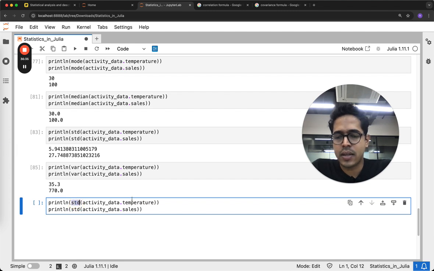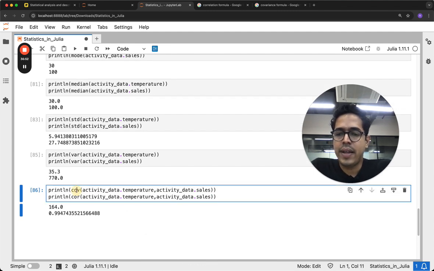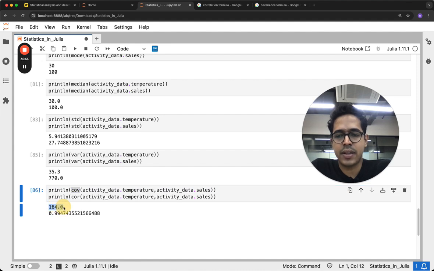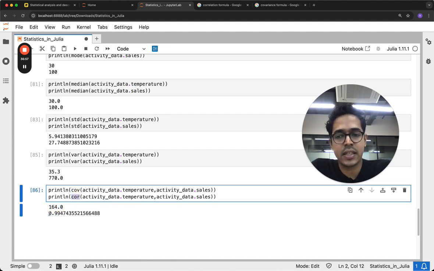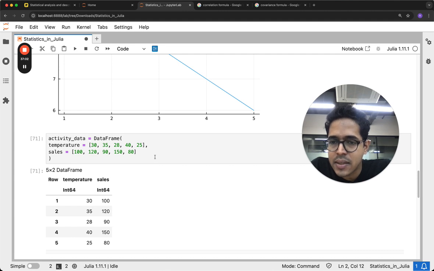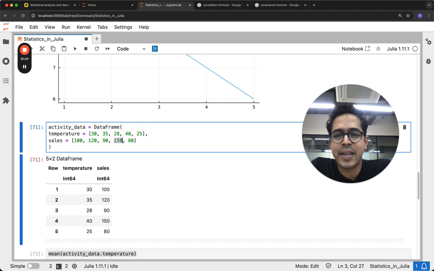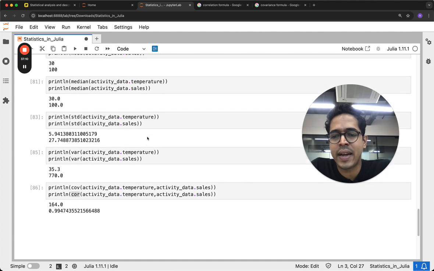And now let's come to the interesting part, which is covariance between temperature and sales. And then let's also calculate correlation between temperature and sales, COR. So the covariance between temperature and sales is 164 and correlation is 0.99. So what this says is, as temperature increases, sales increase. Okay, maybe I don't know how it makes sense, but that is what data is telling us.